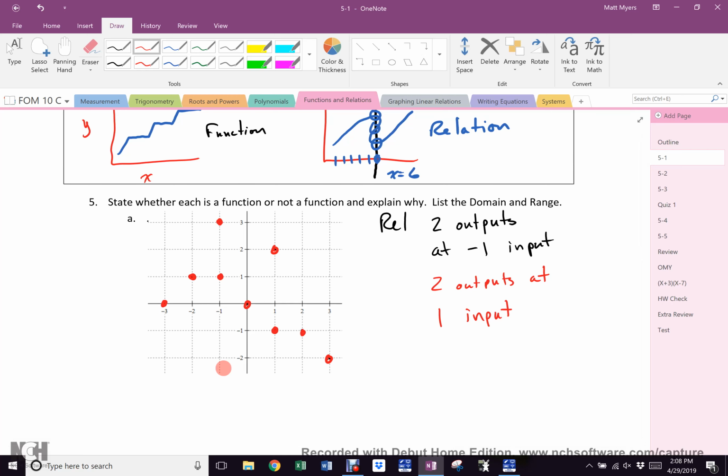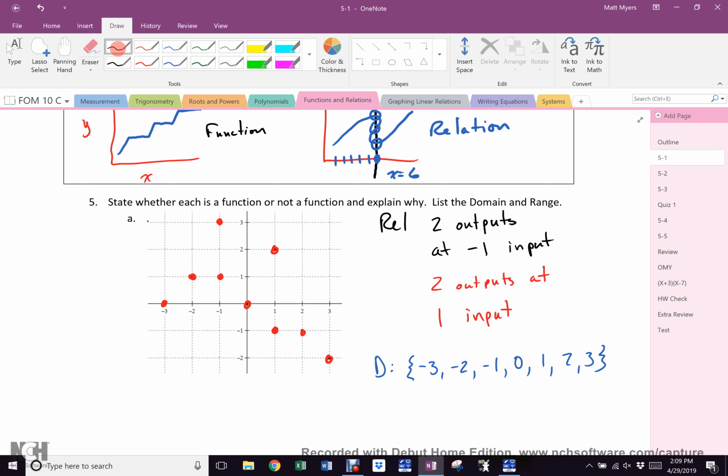So, now I want the domain and range. The domain are what values? X's or Y's. So what are they? -3, -2. Then what? 0, then what? So 1, 2, 3, 4, 5, 6, 7 domain values, but notice there's more than 7 dots here, yes? Because these two and these two share the same input value.